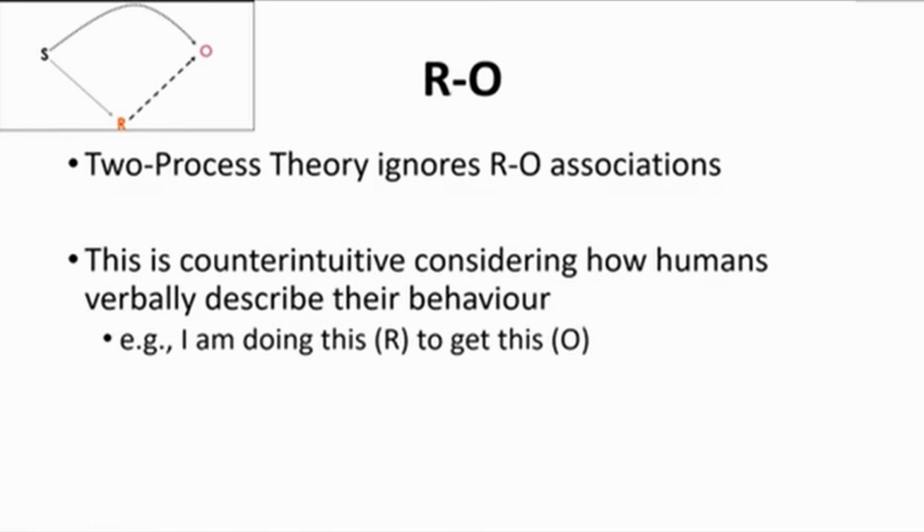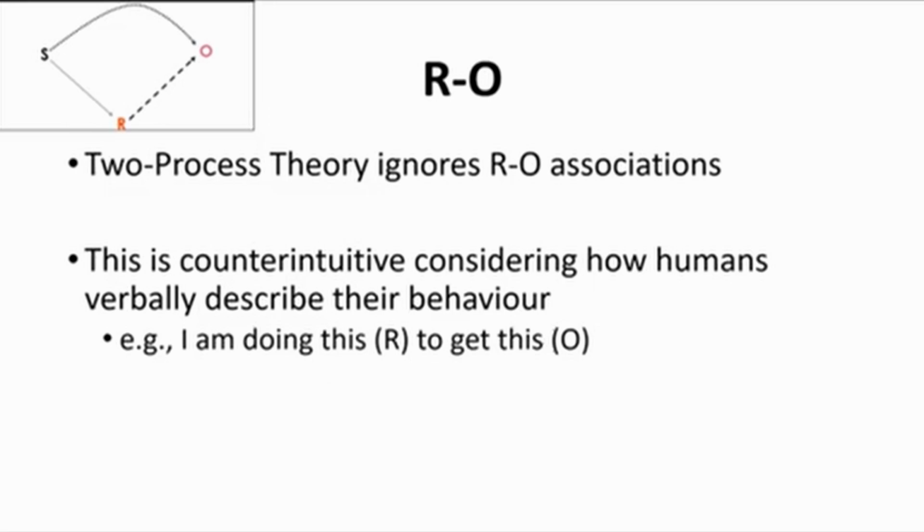Okay, so we've talked about our SR associations and our SO associations, and those are the 2 that are accounted for in our 2-process theory. However, in instrumental conditioning, our reinforcer is not predicted by our S alone. We also have to take into account the RO associations here. So the outcome happens if the organism makes a response, specifically in the presence of S.